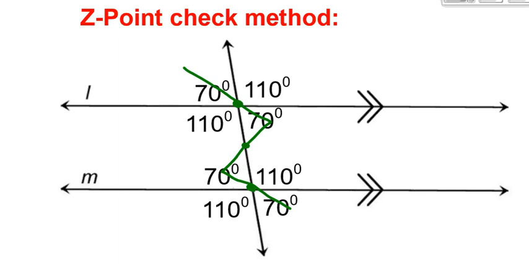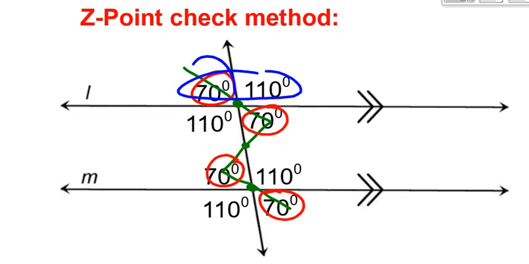All of the angles on the Z are congruent. These are all going to be congruent. If it is not on the Z, then they are supplementary. Okay? Any two angles that do not fall on the Z are supplementary.